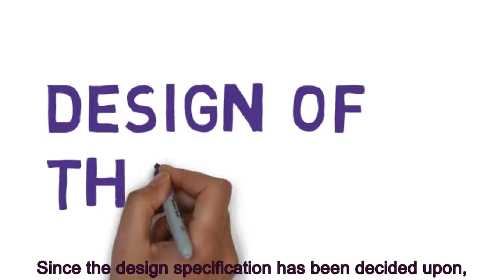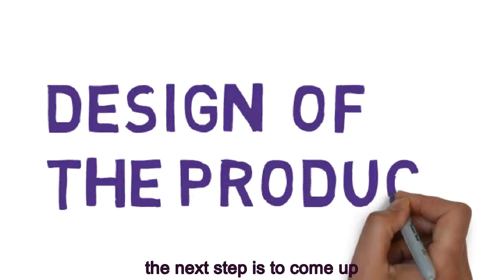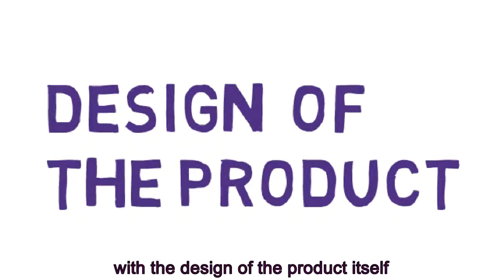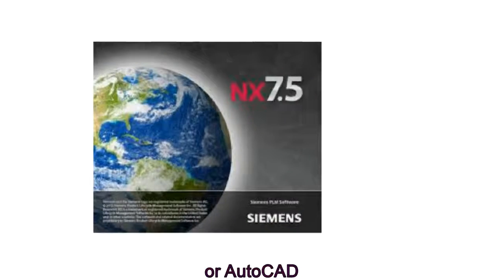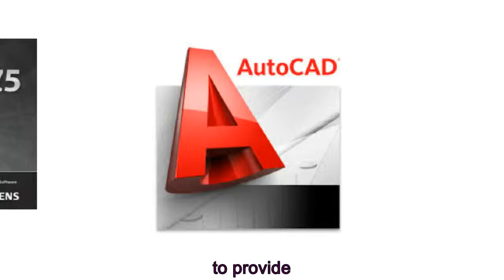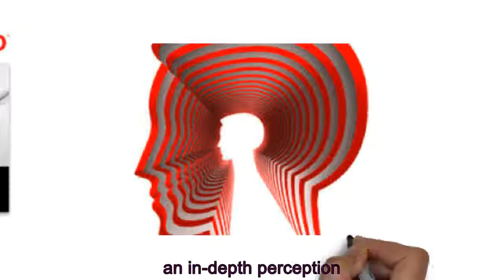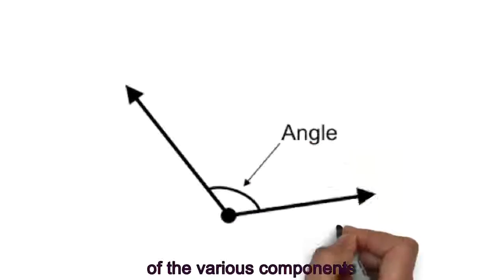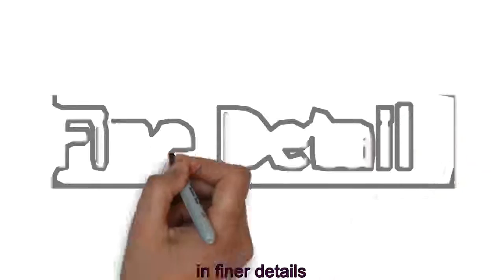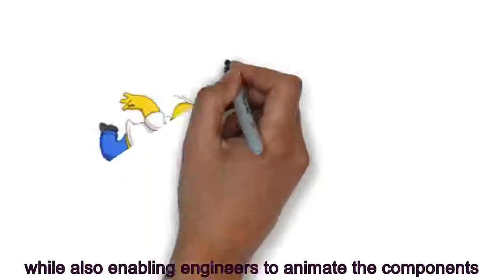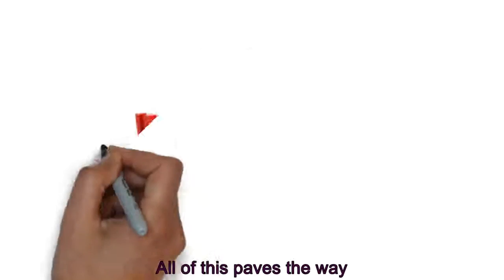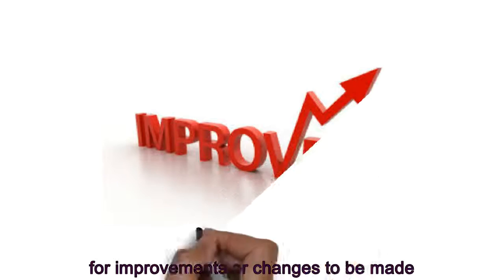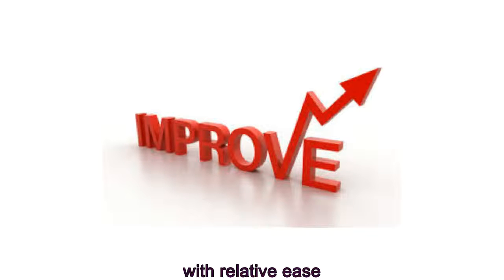Since the design specification has been decided upon, the next step is to come up with the design of the product itself. 3D modeling software such as UGNX or AutoCAD can be utilized to provide an in-depth perception and angle of the various components in finer details, while also enabling engineers to animate the components to simulate an actual product in use. All of this paves the way for improvements or changes to be made with relative ease, if necessary, compared to 2D design.